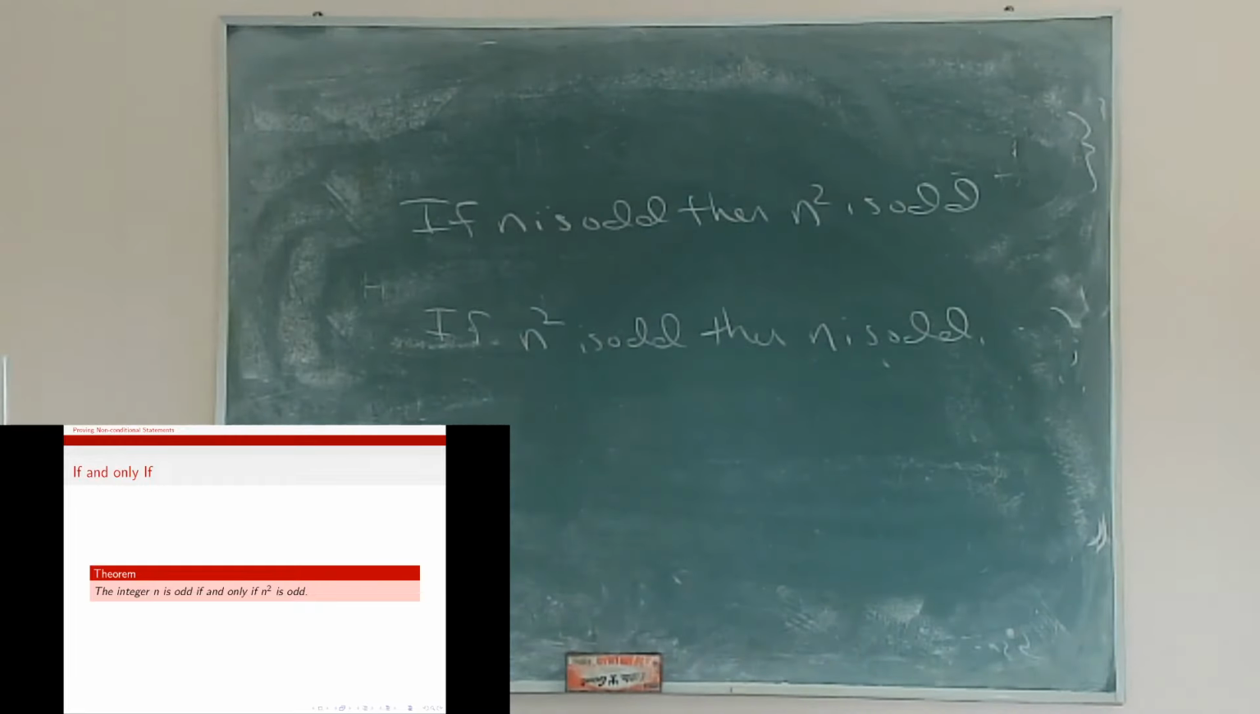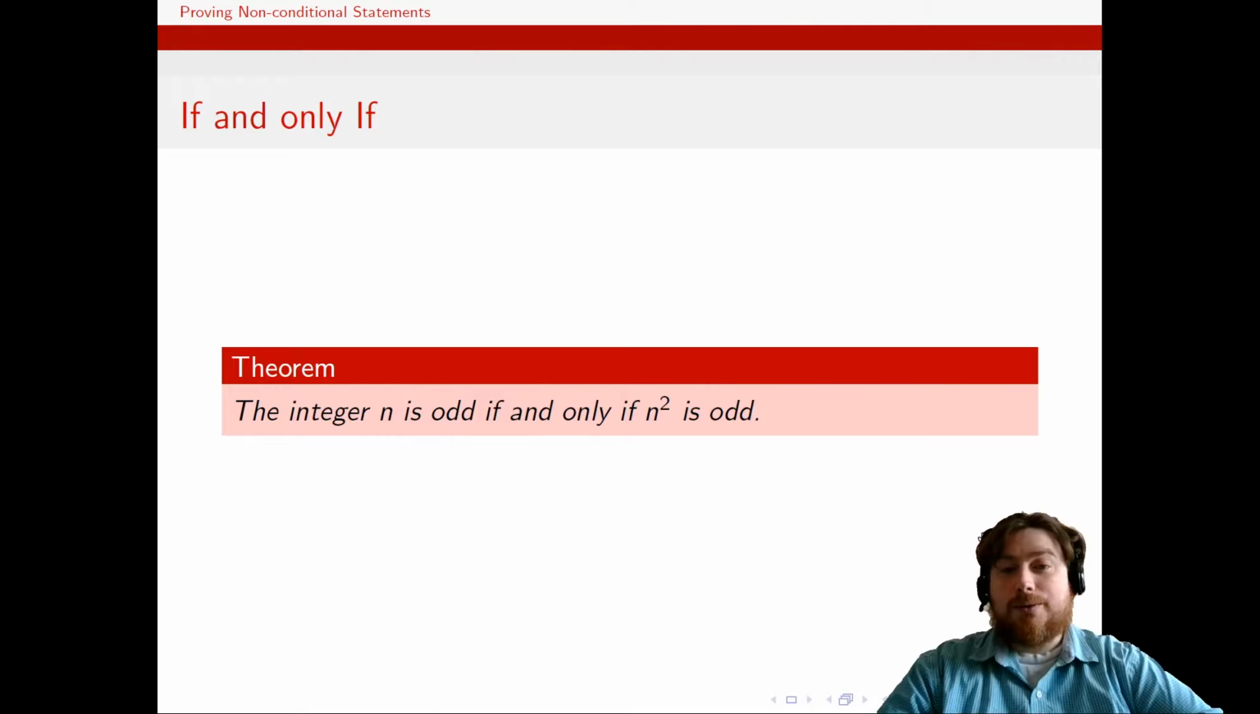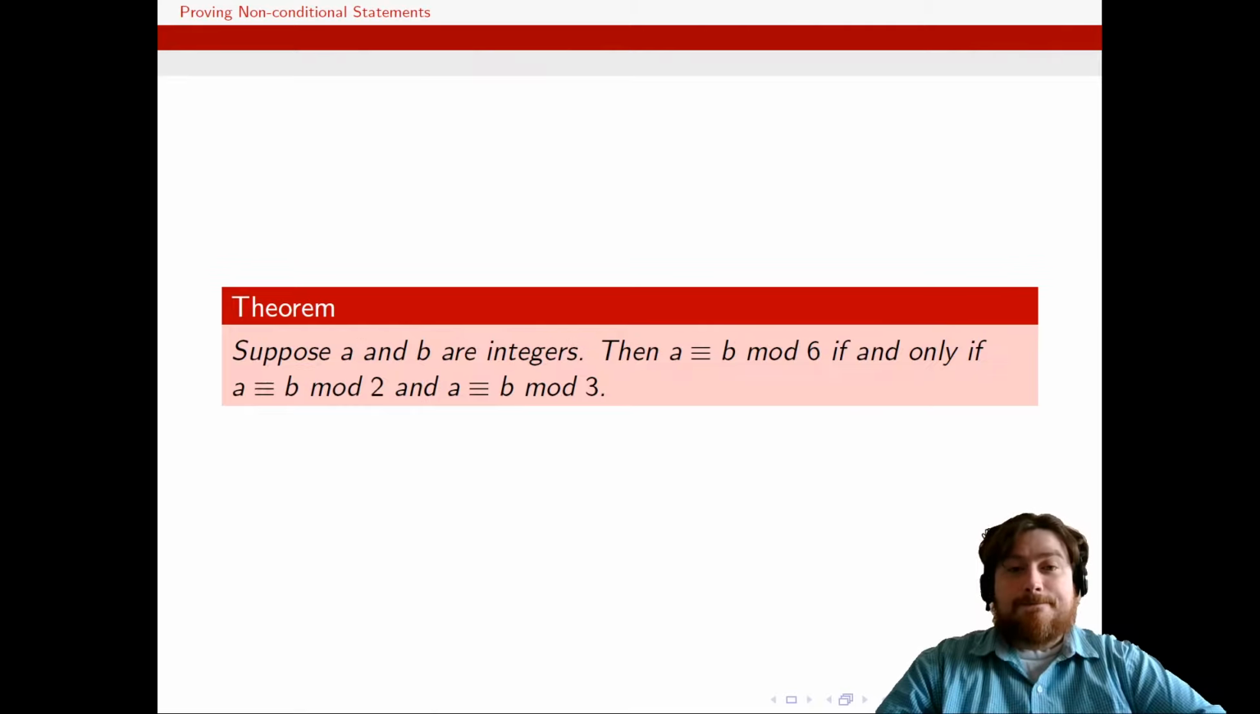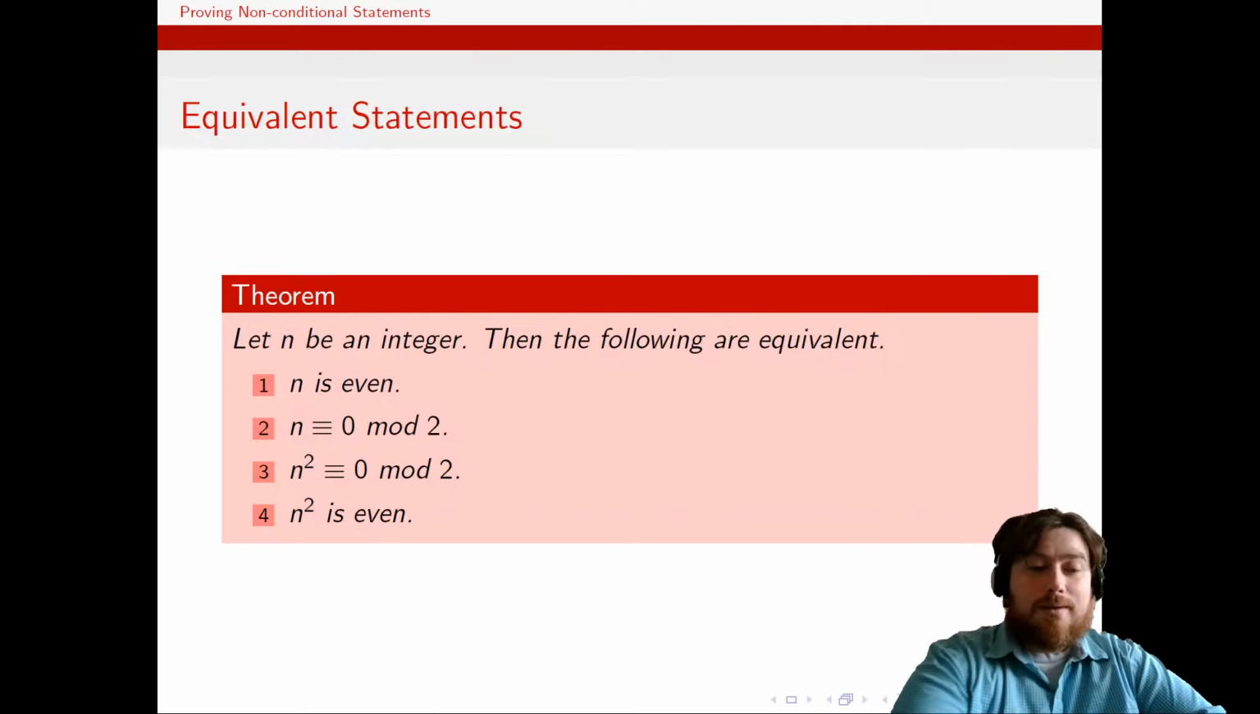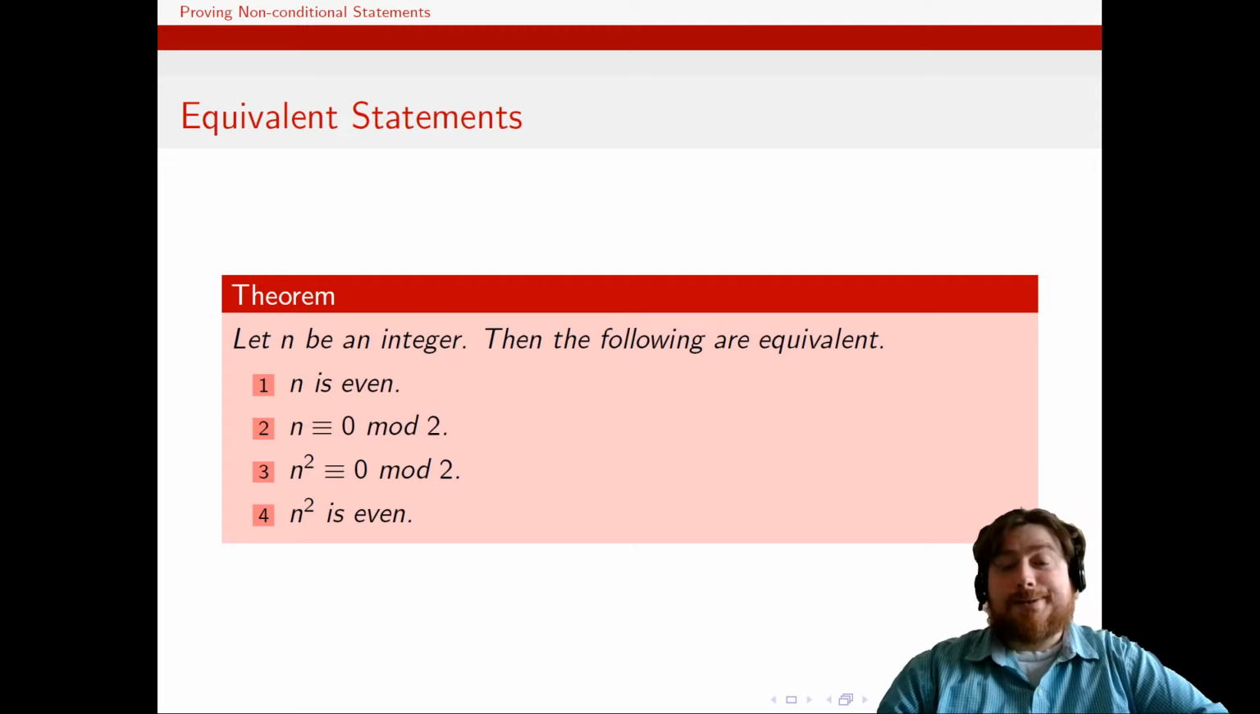Now, as opposed to an if and only if, what I can also have is equivalent statements. So in this case, let n be an integer, then the following are equivalent. 1, n is even; 2, n is congruent to 0 mod 2; 3, n squared is congruent to 0 mod 2; and 4, n squared is even.